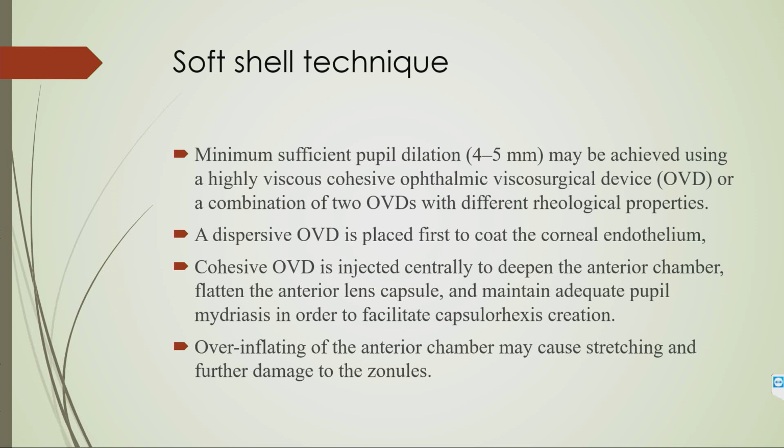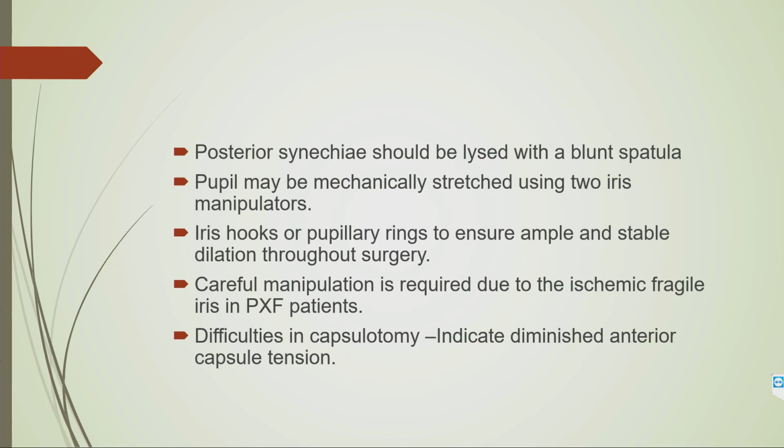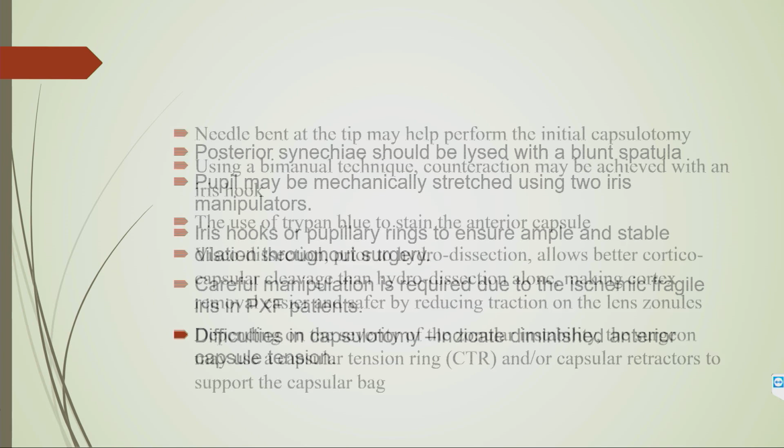Never overinflate the anterior chamber because it can stretch the zonules and you can get an unexpected nucleus drop. And posterior synechiae should always be lysed. Either you can do visco or you can use a blunt spatula, and you have to mechanically stretch and dilate the pupil using iris hooks or rings. Careful manipulation should be done. It is required due to the ischemic fragile iris.